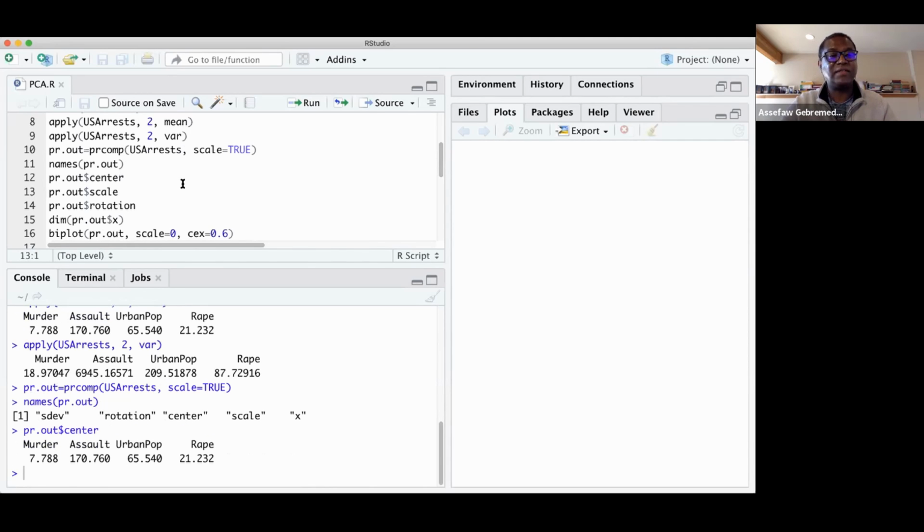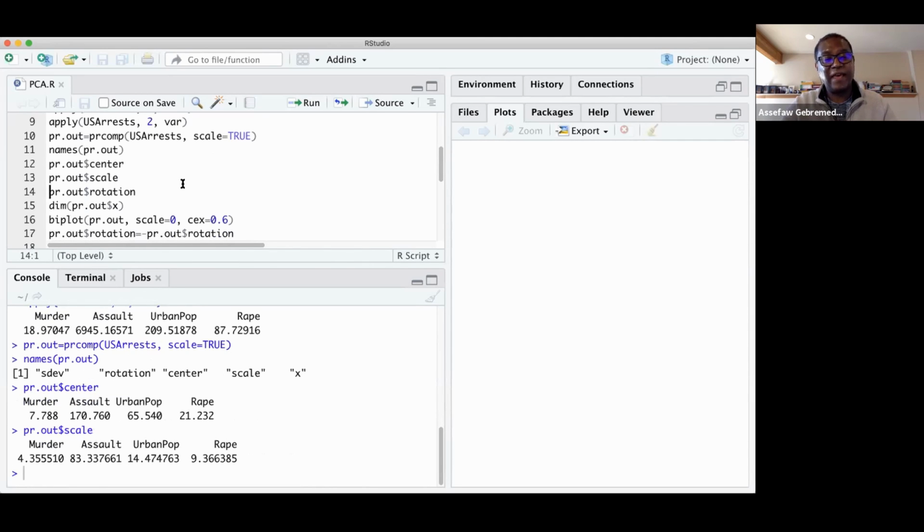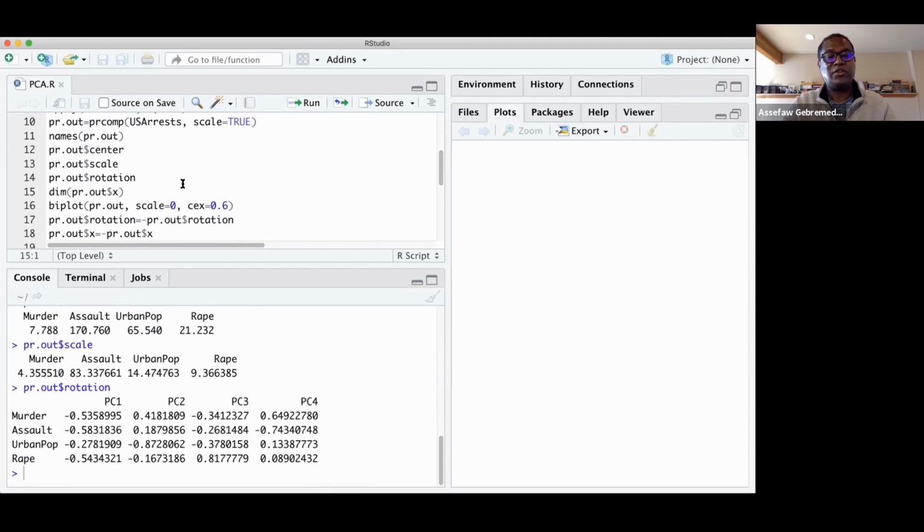So we've got the center, we've got the scale after the scale has actually been done, and the rotation. This is what you are used to. So remember, we had 3 of the crimes and the urban population size. Those were 4 vectors or 4 dimensions for P. P was 4. And so we could have, and we've got 50 states, that's our N.